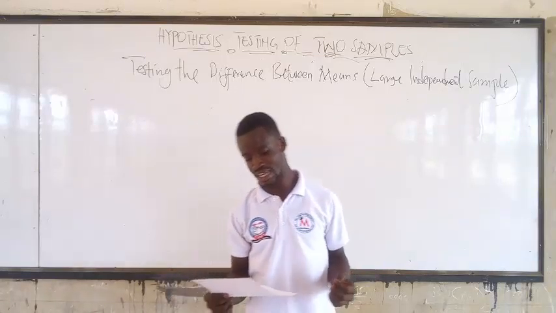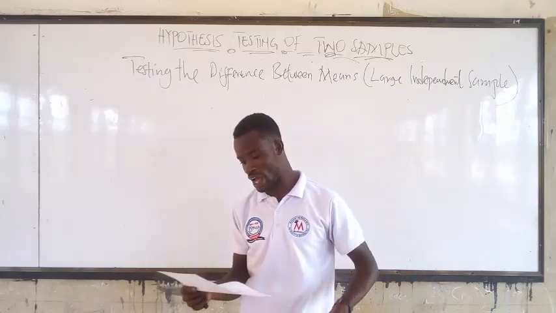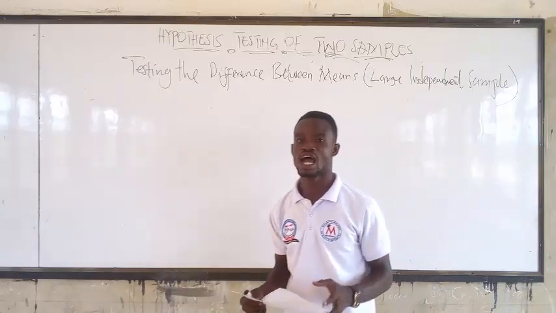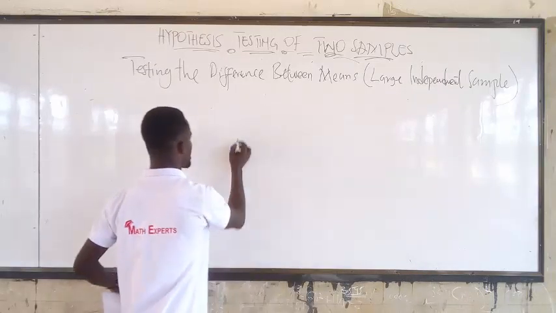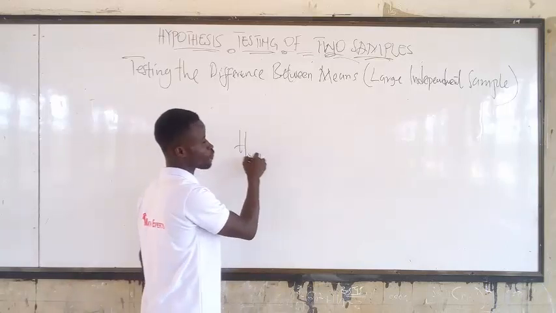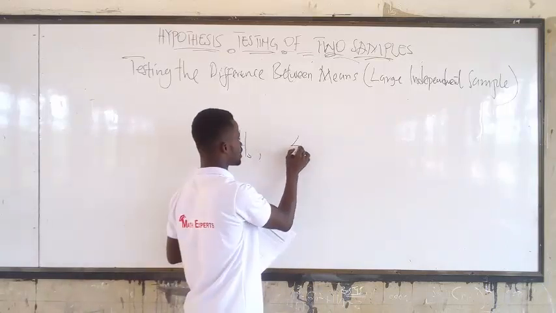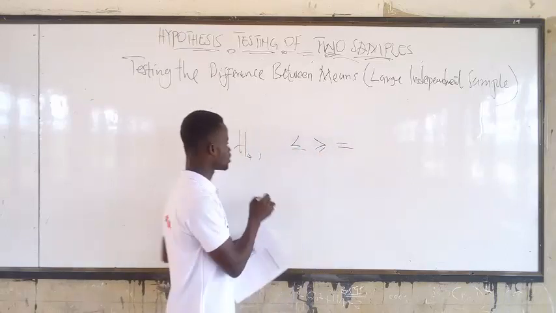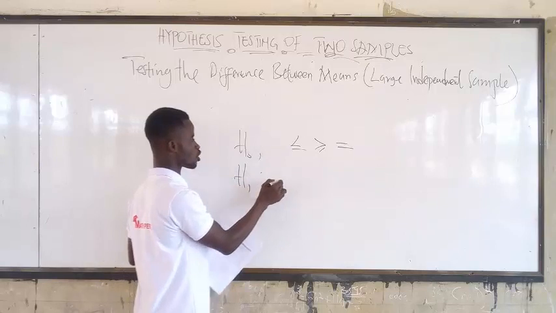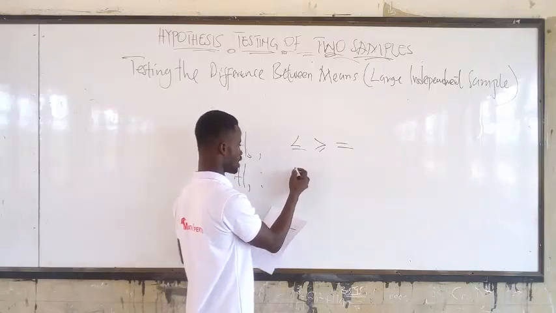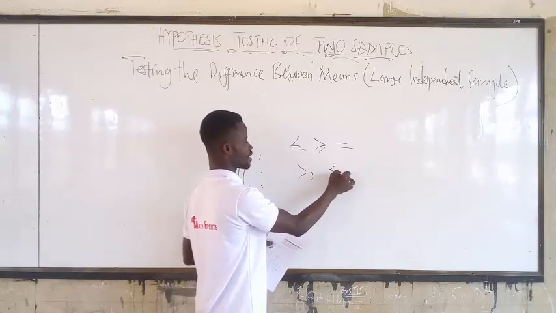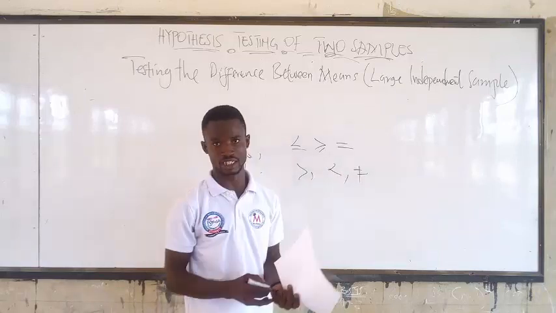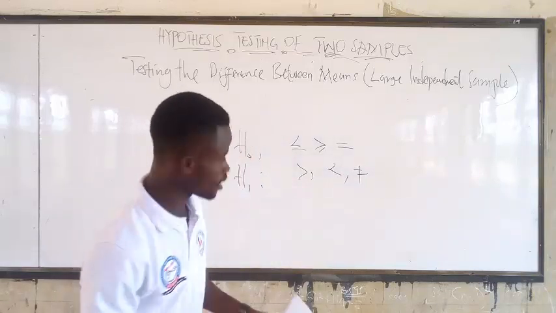The null hypothesis will come in, and the alternative hypothesis will also come in. You know that the null hypothesis deals with less than or equal to, greater than or equal to, and equal to. And the alternate hypothesis is about less than, greater than, and not equal to. It's the same thing here.